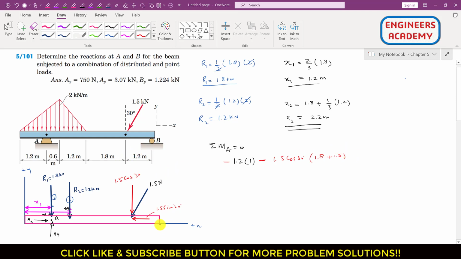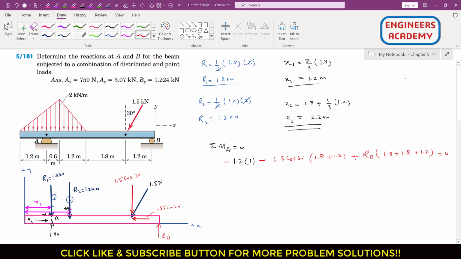And similarly here at this point B, we will have RB reaction as well, right? So here we will have that RB, right? So now as we can see, this RB is producing the counterclockwise moment about that point A, so I will write plus RB, and the perpendicular distance of this RB from that point A is the summation of all these, right? So this is 1.8 plus 1.8 plus 1.2, and this will be equal to 0. So this equation will give us that RB reaction, the reaction at this roller support, right?